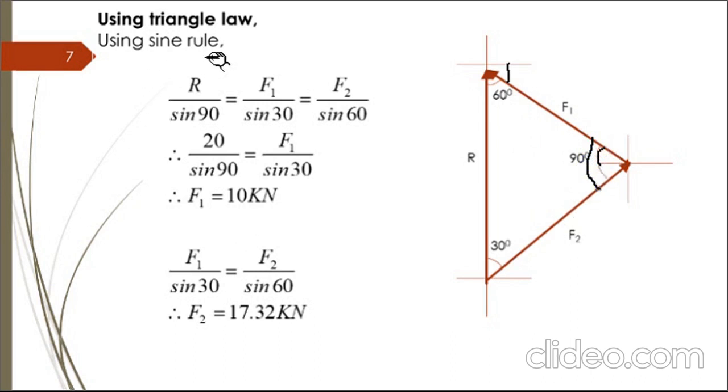Now applying the sine rule, r divided by the front angle sine of 90 is equal to F1 divided by the front side angle sine of 30, and F2 divided by the front side angle sine of 60. So equating the first and second ratio, substituting the value of r as 20, we get F1 as 10 kilonewton. Then taking the second and third ratio, F2 is equal to 17.32 kilonewton.